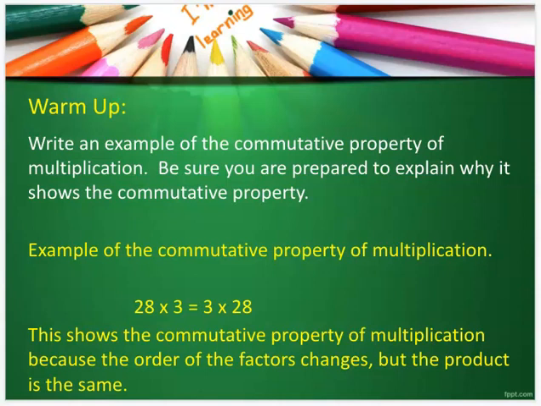Here's an example of the commutative property of multiplication. 28 times 3 equals 3 times 28. This shows the commutative property because the order of the factors changes, but the product stays the same. So what are integers?